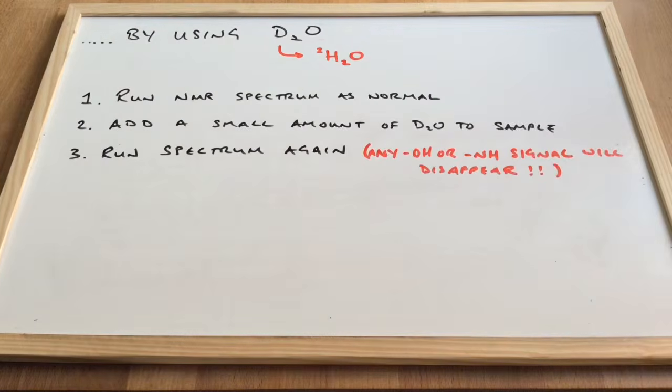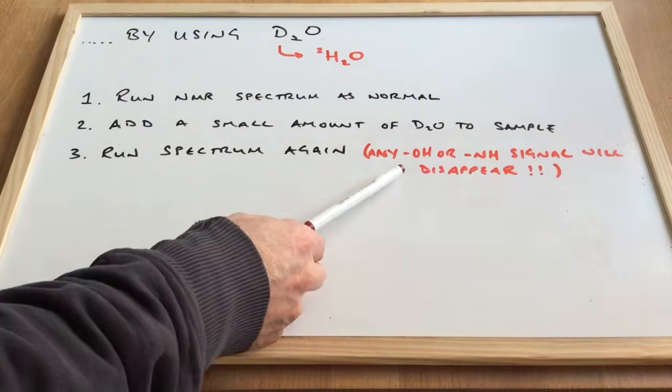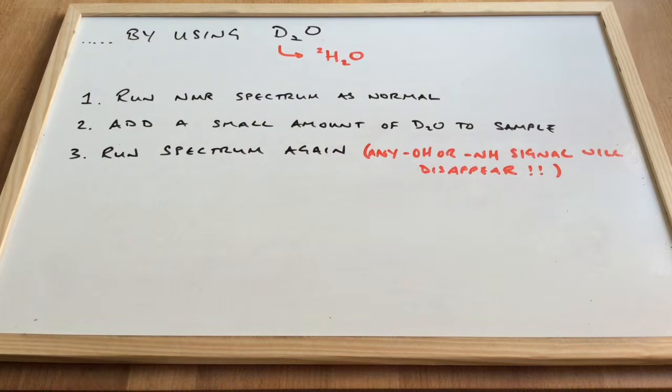So basically these three steps are performed. The first step would be to run the NMR spectrum as normal. The second step would be then to add a small amount of D2O to the sample, and then they would run the spectrum again. And you'll notice in red there, any OH or NH signal will disappear. So I'll explain what happens there now.